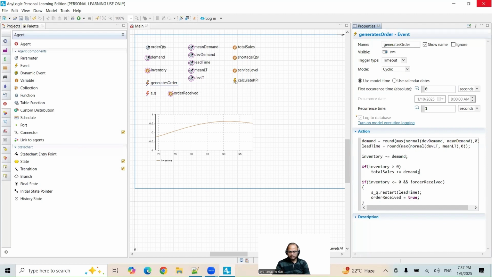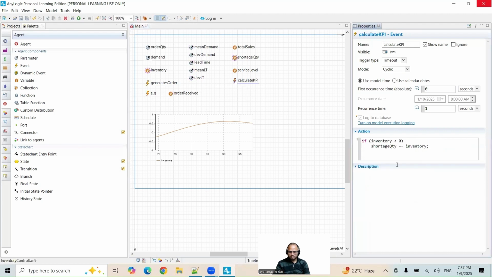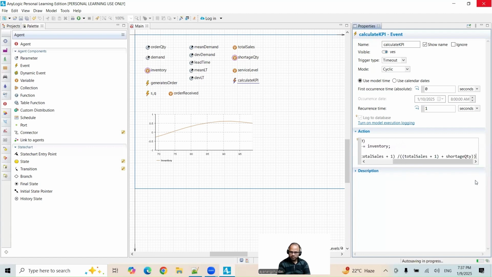Now we will say that the service level is equal to the total sales plus 1, divided by that quantity itself plus the shortage quantity. Then we will multiply this ratio by 100 to get a percentage value.